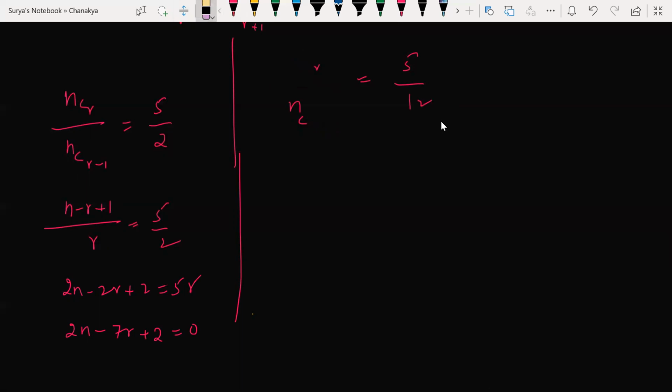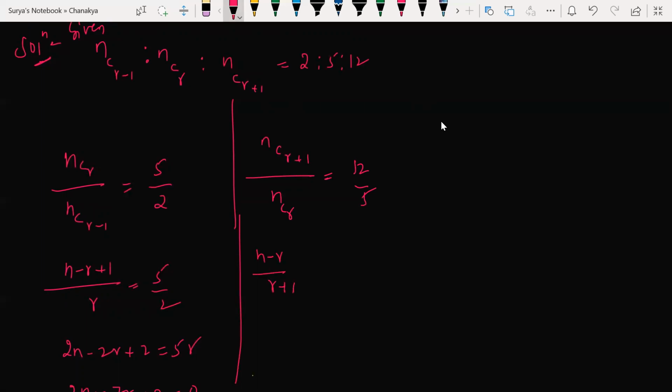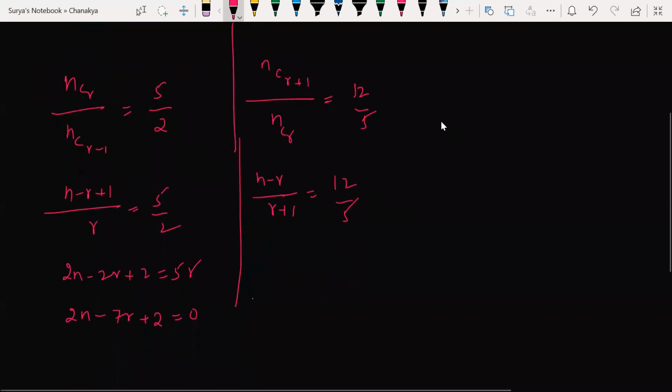This is also right. I have a direct formula for this, right? nCr+1 divided by nCr is equal to 12 by 5, which is (n minus r) by (r plus 1). Directly you can just do it; however you solve, there is nothing wrong with that. As you solved, that is also correct, but I feel comfortable solving with this.